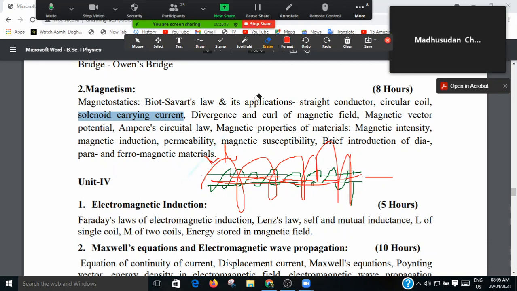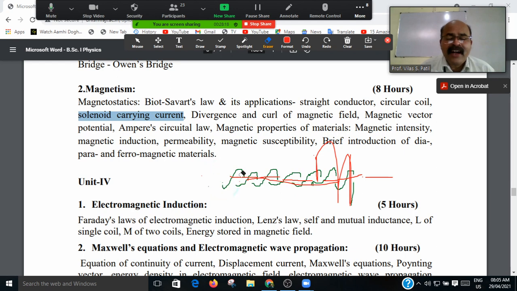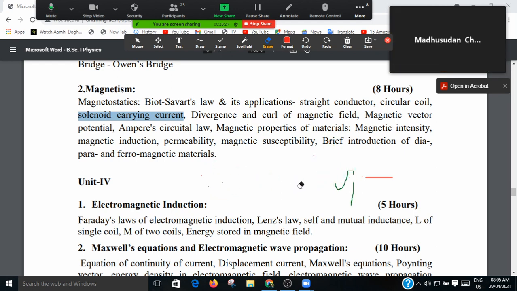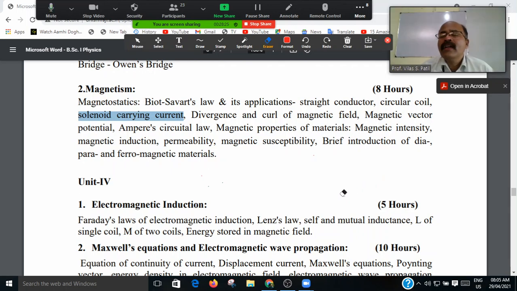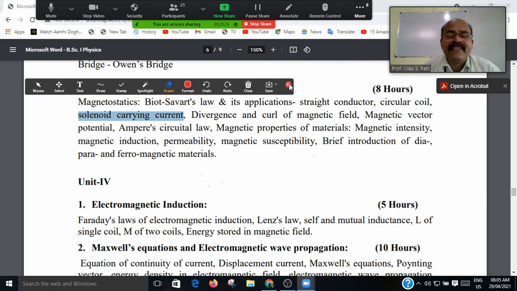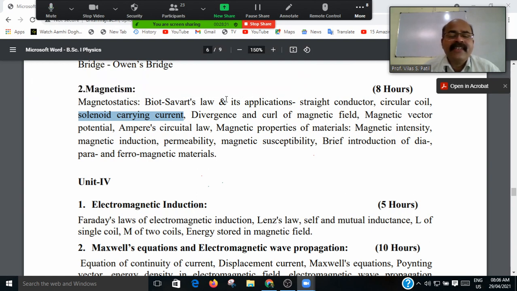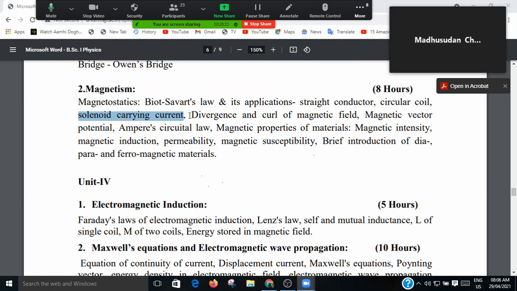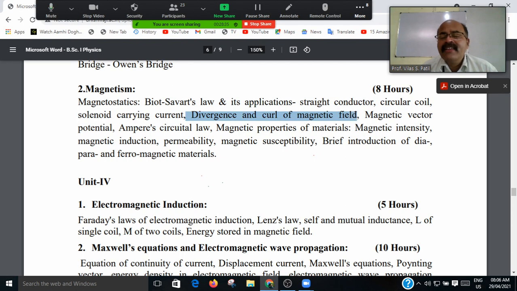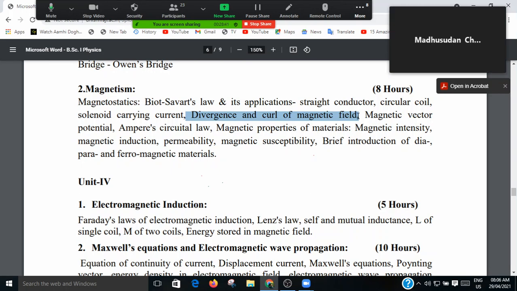Here I am erasing this. Okay. Next we are going to see the next point, that is the divergence and curl of the magnetic field. This is the mathematical part, that is the divergence part of magnetostatics and the curl part of magnetostatics.